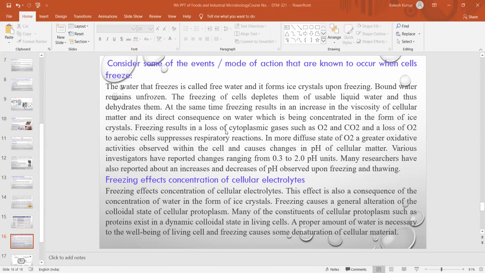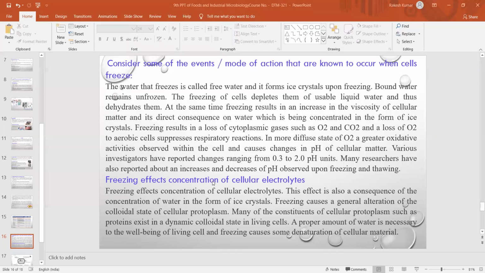So freezing results in a loss of cytoplasmic gases, oxygen and carbon dioxide, and a loss of oxygen to aerobic cells suppresses respiratory reaction. In a more diffuse state of oxygen, greater oxidative activity is observed within the cell and causes a change in pH of the cellular matter. A change of 0.3 to 2 pH units is reported during the freezing process, and automatically it will create an abnormal condition and have some kind of inhibitory effect on different kinds of microbes.